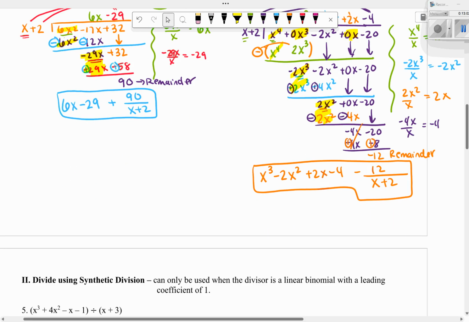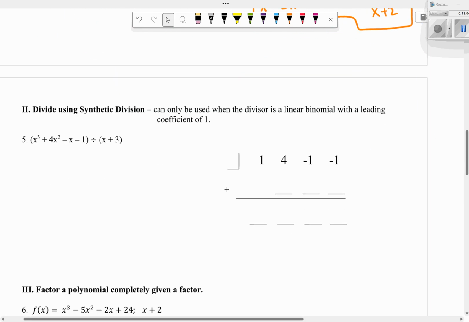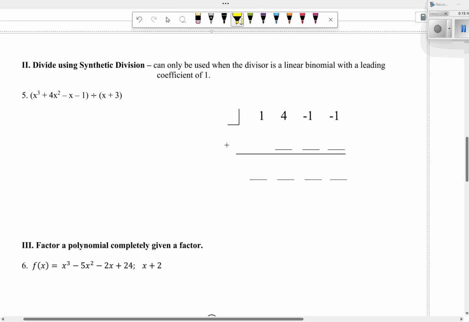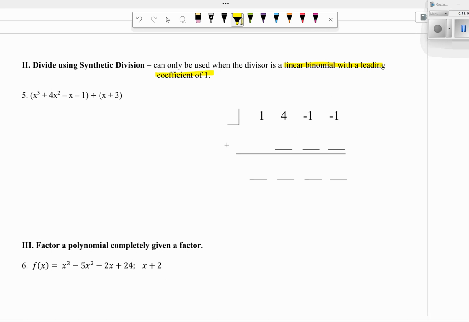All right, so the next thing we're going to talk about is our synthetic division. So hopefully you remember synthetic division from last year. Now, remember, synthetic division we talked about last year can only be used when the divisor is a linear binomial with a leading coefficient of 1. If that is not the case, then you have to use long division. So just keep that in mind.